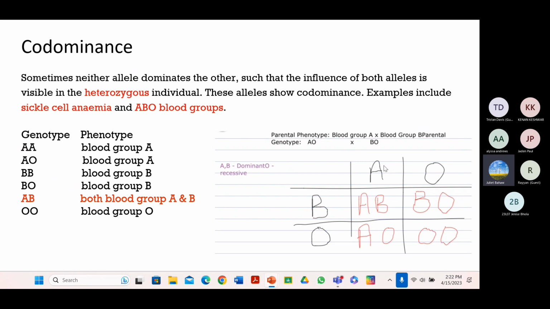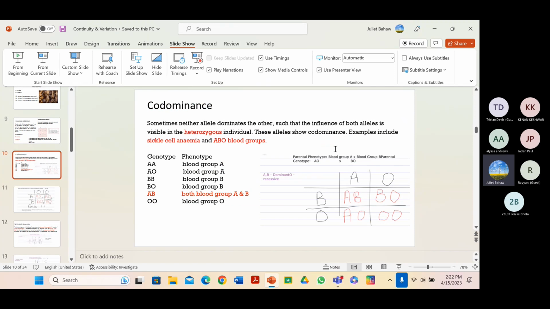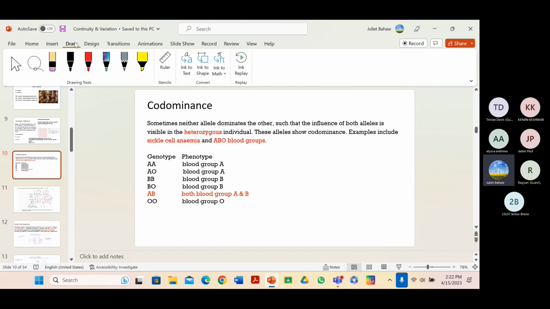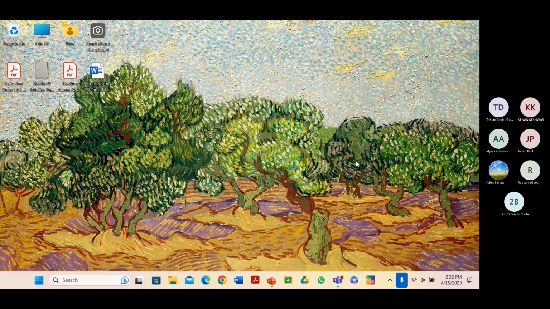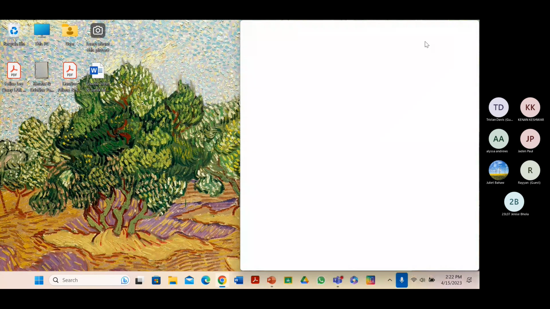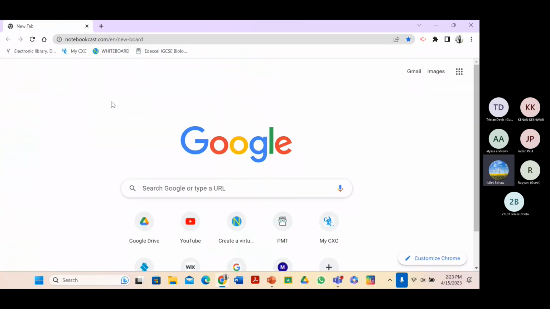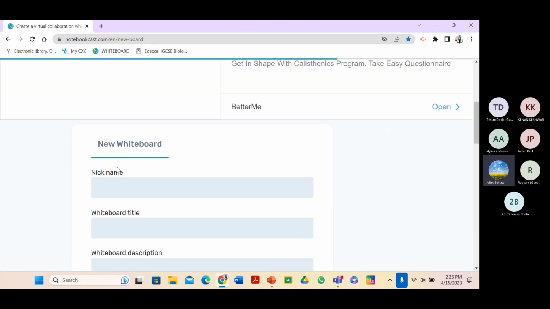Let's say we were crossing blood group A with someone who has blood group B. So let's say one parent have blood group A, one have blood group B, but they also carry the recessive allele, which is blood group O. All right, so let's multiply that and see. Right, I always need a whiteboard for this type of question.